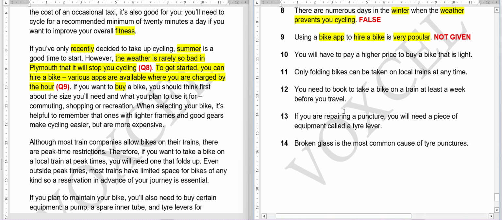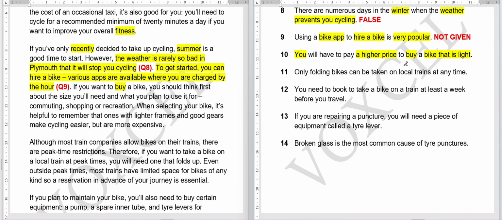Moving on to the 10th question. You will have to pay a higher price to buy a bike that is light. So let's understand the question now. They're saying we will have to pay a higher price. Why? Because if we want to purchase a bike that is lightweight, then we have to pay a higher price than for a bike that is not that light. If that is the case, the answer will be true.